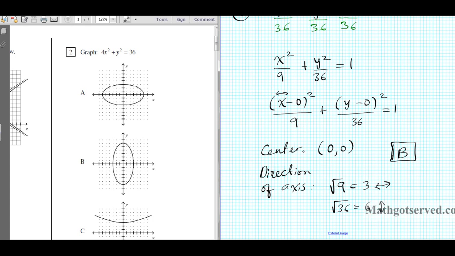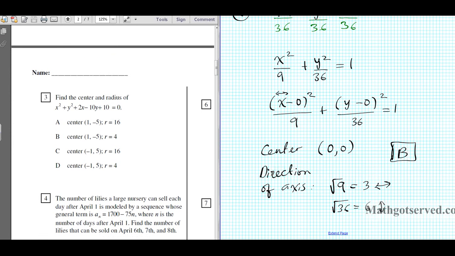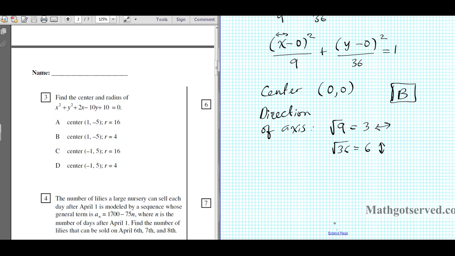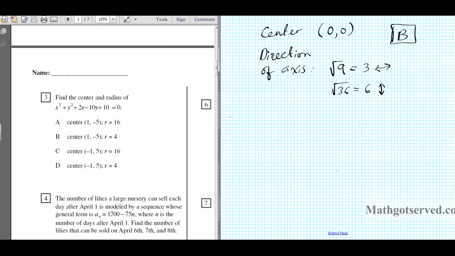Okay? All right. Now let's take a look at question number 3. All right, so question 3, it says find the center and radius of that conic right there. So let's go ahead and write it down for number 3. We have x squared plus y squared plus 2x minus 10y plus 10 equals 0.